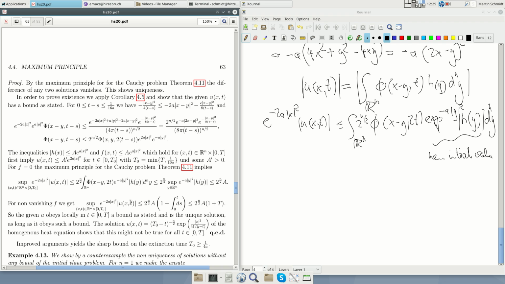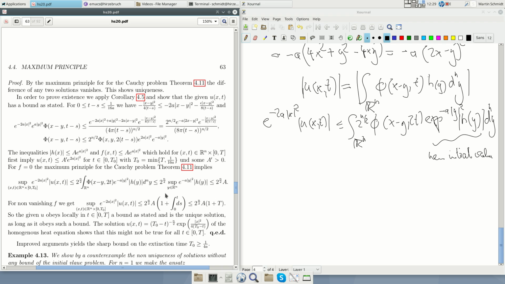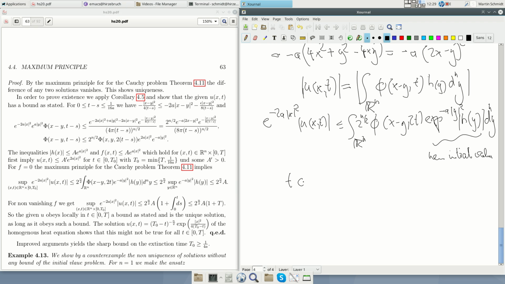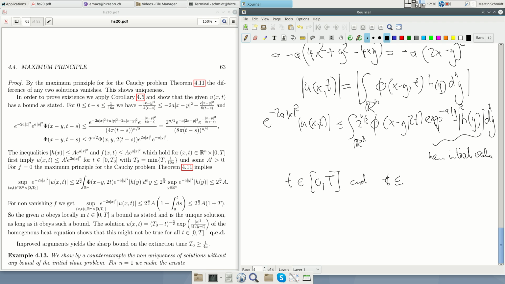For non-vanishing f, we get the same estimate for this expression. If we first integrate over dy, then we have the same estimate for this integral. Here t is only smaller, so we have the same estimate, and so we get this estimate. And here, of course, we have to assume that t is in (0, T), and T, we made this assumption, is smaller or equal to 1 over 16a. This is clearly equivalent to t in (0, T0), where T0 is the minimum of T and 1 over 16a.